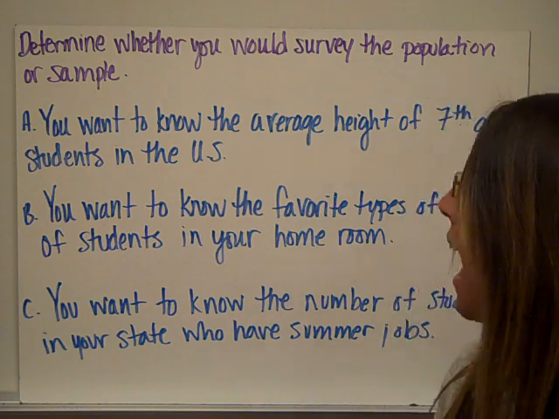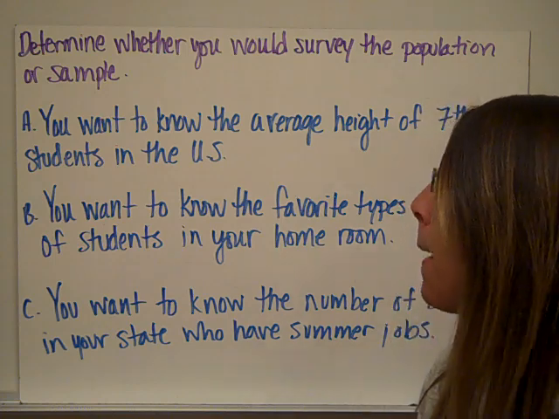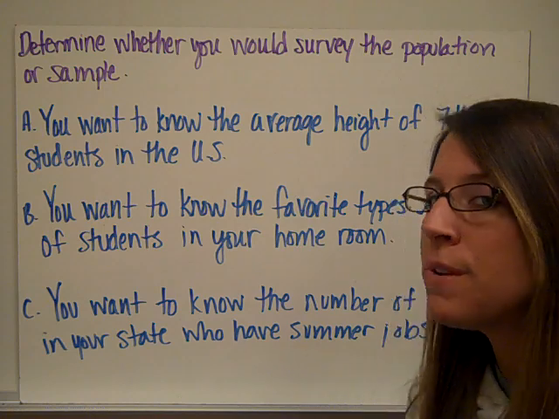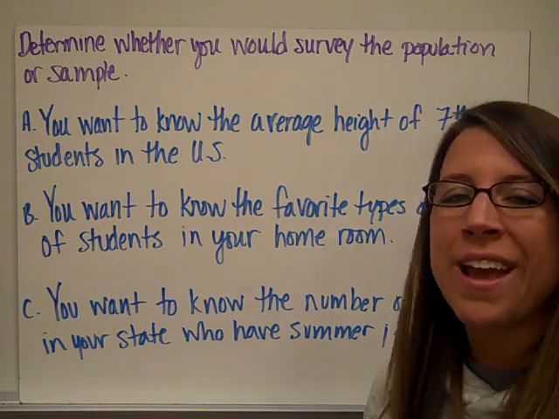So I would say for A, you would take a sample. B, you could survey the entire population. And for C, you would survey a sample.